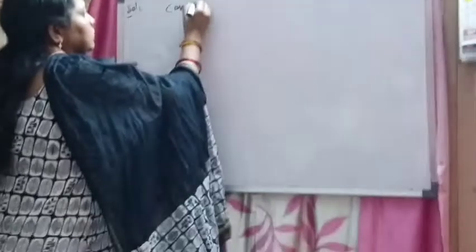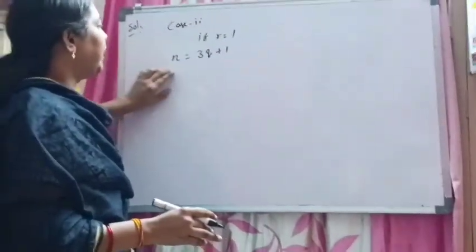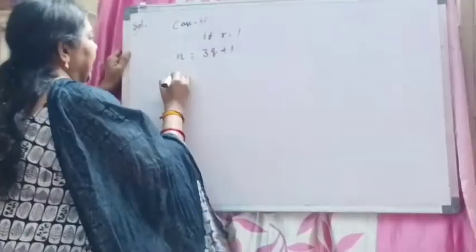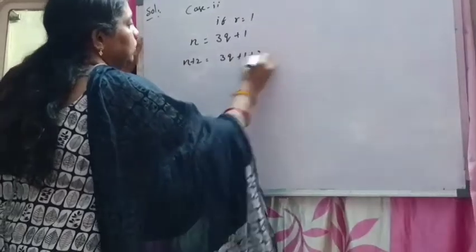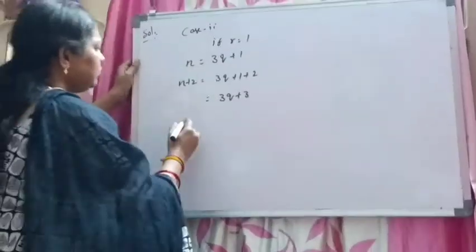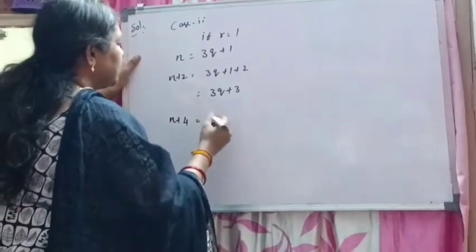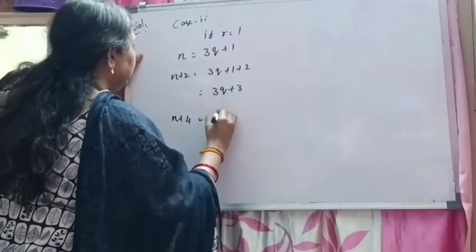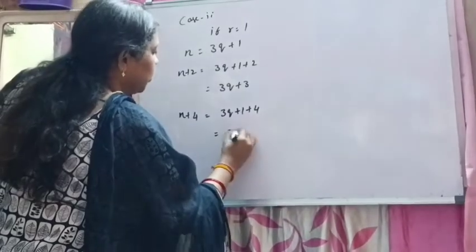Next, case 2. If r is equal to 1, n is equal to 3q plus 1, and n plus 2 is equal to 3q plus 1 plus 2, that is equal to 3q plus 3, and n plus 4 is equal to 3q plus 1 plus 4, that is equal to 3q plus 5.